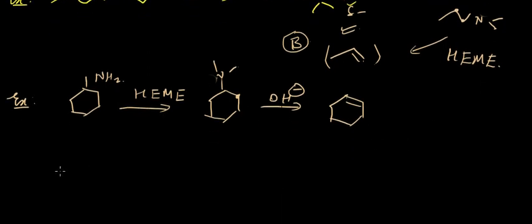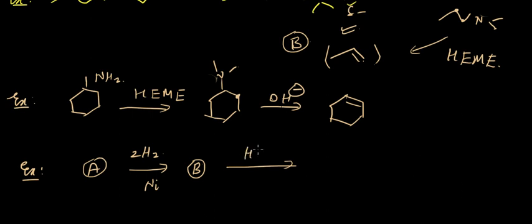Okay, let's look at another example. So in this case we have something like this A compound, which on reaction with 2 moles of hydrogen gas in the presence of Ni gives me B compound, and this B compound on reaction with HEME gives me this. Okay, so what are A and B compounds?